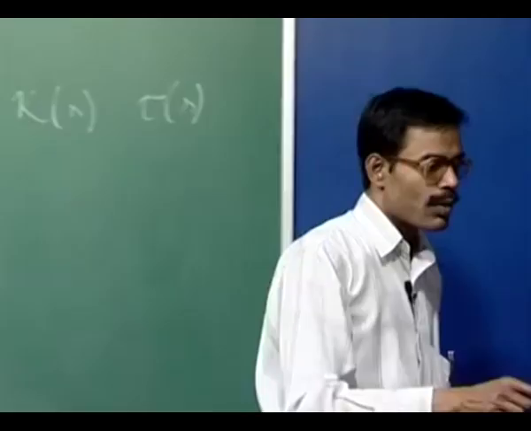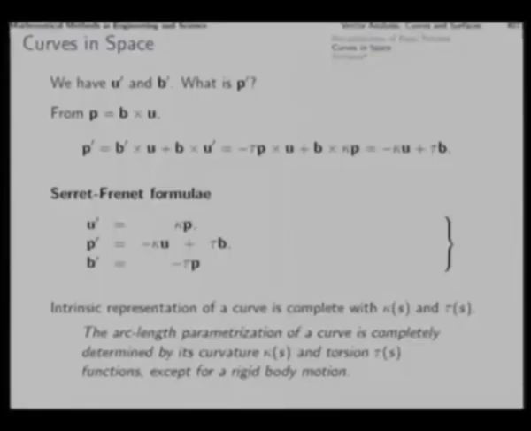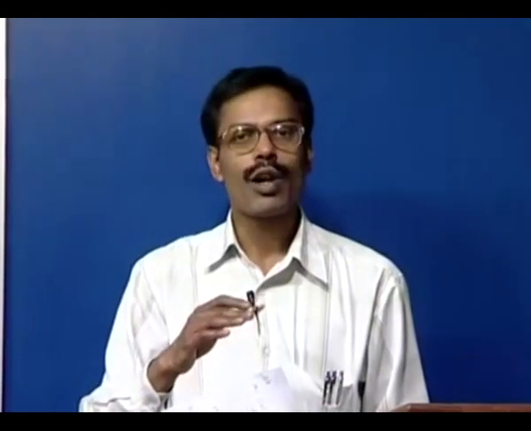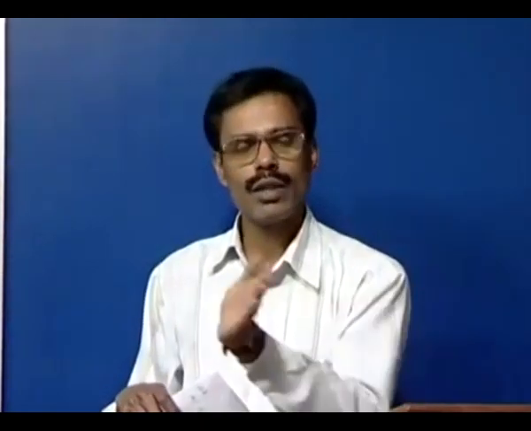So, that is why we can say that the Serret-Frenet frame and the curvature and torsion functions give you an intrinsic representation of a curve. Intrinsic representation in the sense that they do not depend upon an external frame of reference. The UPB triad itself is its own most natural frame of reference in which to describe the curve, and that frame keeps on moving along the curve as you change the parameter value, that is the arc length.